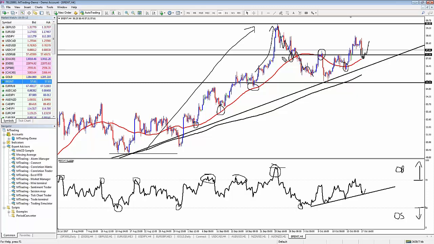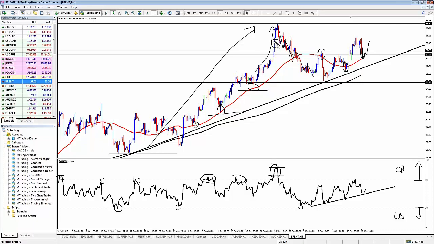So if I was looking to buy in this region over here, when we were in the overbought zone at this point, then I'd have to have a stop loss that's wide enough down to this low, maybe even down to this low or close to that trend line. So I need a wider stop loss, and that's extremely important.